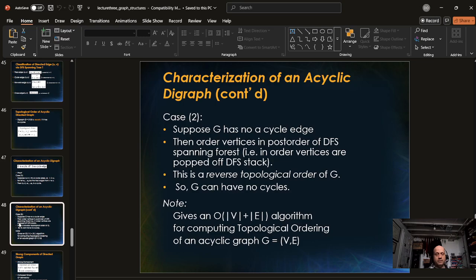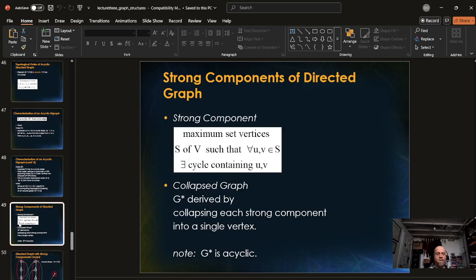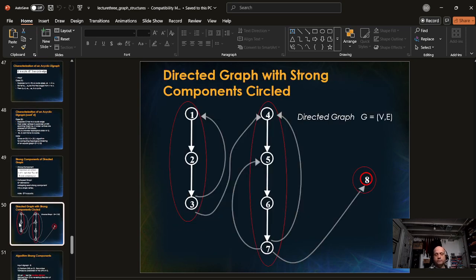G comprised of V and E, right? Strong components of a directed graph: a strong component is a maximal set of vertices S of V such that for every u, v within S, there is a cycle containing u and v. Collapse graph: G star is derived by collapsing each strong component into a single vertex, where G star is viewed as acyclic. Here is a directed graph with strong components circled, and the directed graph is G, again, composed of V and E.